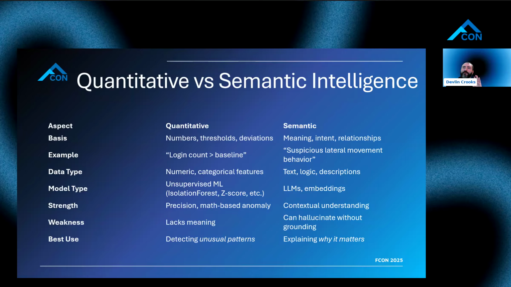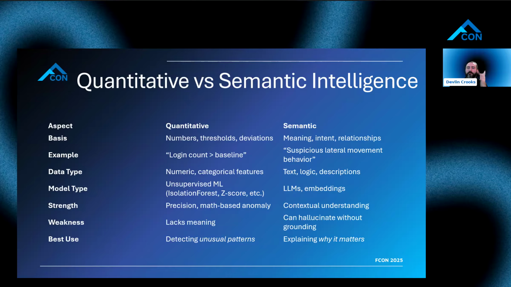So model types: isolation forest, semantic LLMs, embeddings. And the strength of each: precision and math-based anomalies versus contextual understanding. We want to merge these together and weight them differently so that we can have an actual adaptive learning model that has the semantic intent and the quantitative numbers and rule sets that we fired, without overwhelming our compute with just every single bit of telemetry.